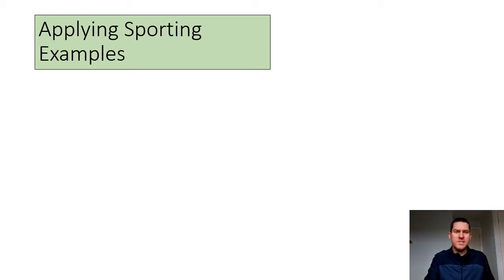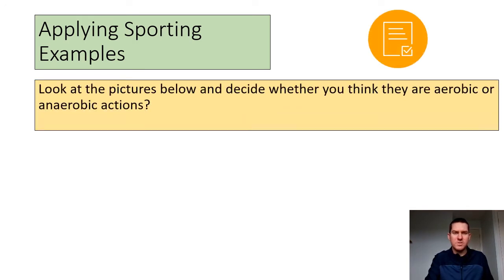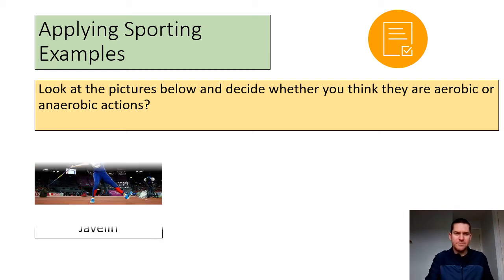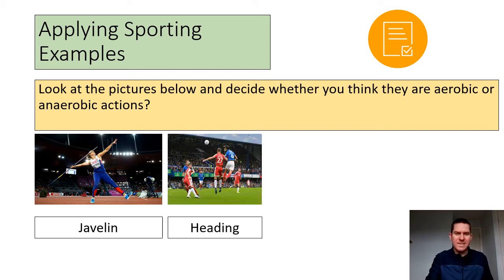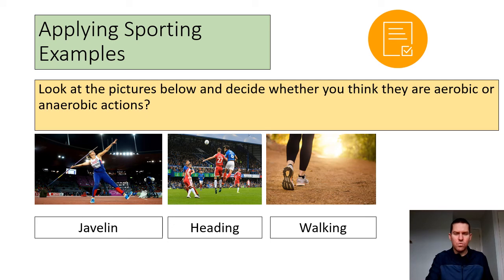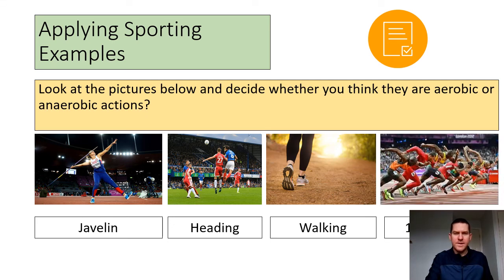So to finish off the lesson, let's apply some sporting examples to this specific topic. As you will see in some pictures below, I want you to decide whether you think they are aerobic or anaerobic sporting actions. The first one is javelin. The second one is heading in football. The third one is walking. And the fourth one is a 100-meter sprint. So pause your video here and jot down those four different sports or sporting actions and decide what you think they are.